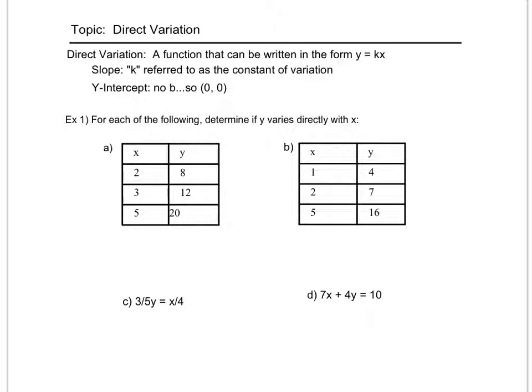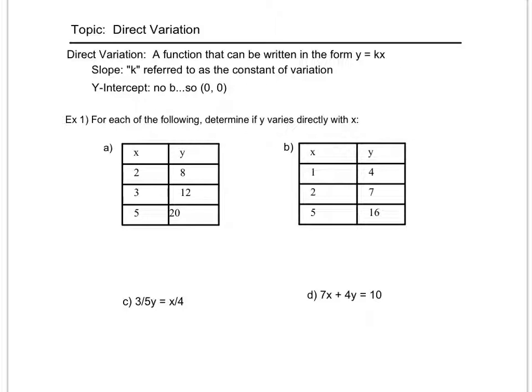So we want to look in some different ways at A, determining if something varies directly, and then B, being able to write an equation for a situation where we know one variable varies directly with the other. Starting by looking at these, we want to determine if y varies directly with x. Notice that in order to vary directly, I'm going to change by a constant amount each time.